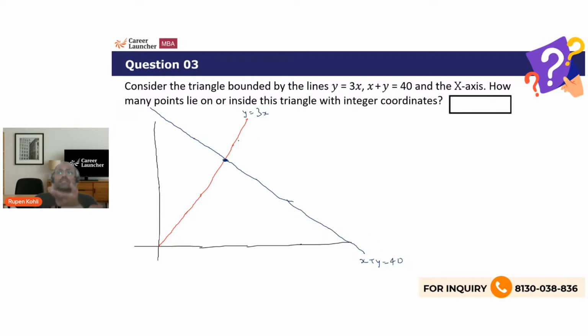X is 10 and y is thrice of that, so y is 30. So this point of intersection is (10, 30). Now we have to count how many points lie with integer coordinates.